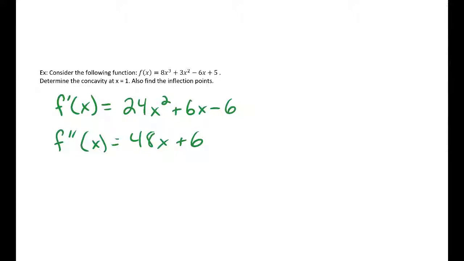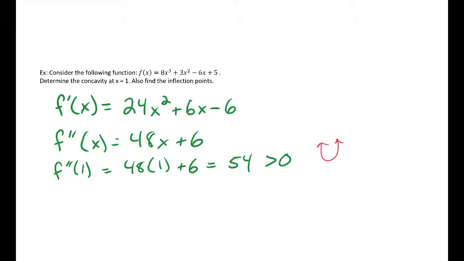Okay. To determine the concavity at x equals 1, just simply plug in x equals 1 into your second derivative. So that's 48 times 1 plus 6. We get, if my math is correct, you should get 54. Key here is that it's positive. So if the second derivative is positive at an x value, that means that we are concave up. Okay, so we can say that the function is concave up at x equals 1 because we got a positive second derivative there.